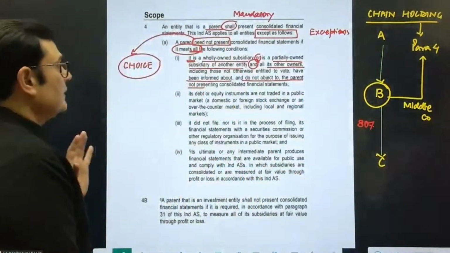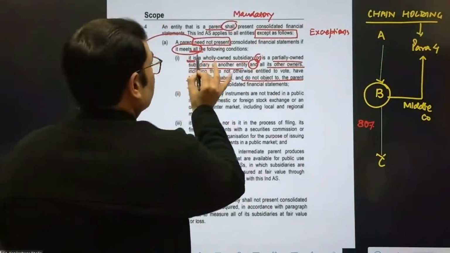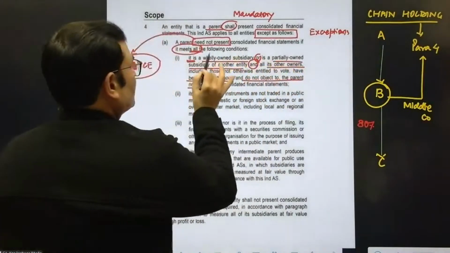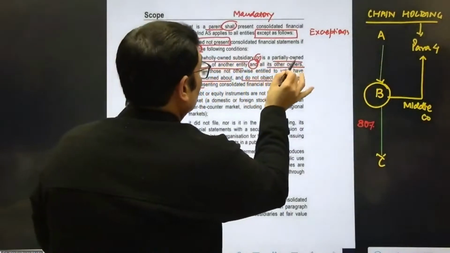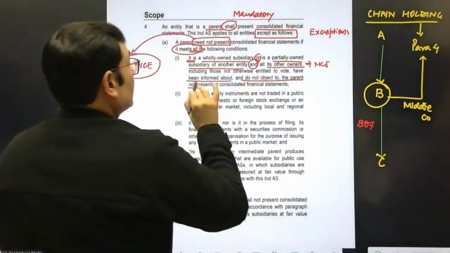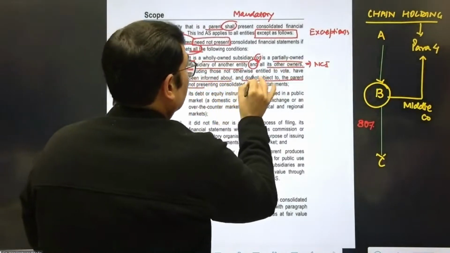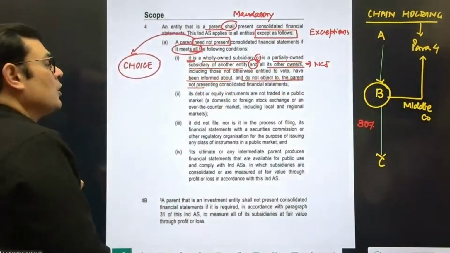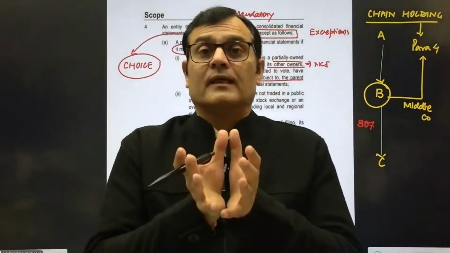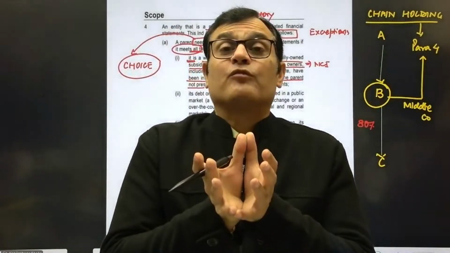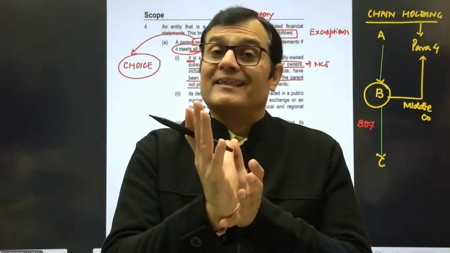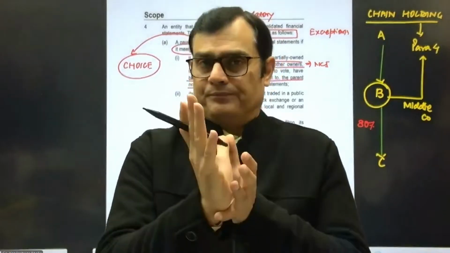So now let's read the inputs. B is a wholly owned subsidiary, or B is a partly owned subsidiary, and all other owners would mean NCI. They have been informed and they do not object to the parent not presenting console. So the condition number one is simple. I'll look at the condition number one from B's point of view. Is B a wholly owned subsidiary of A? Yes, go to condition two.